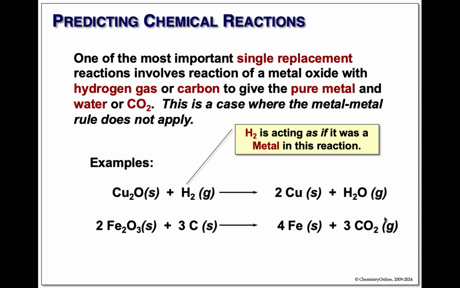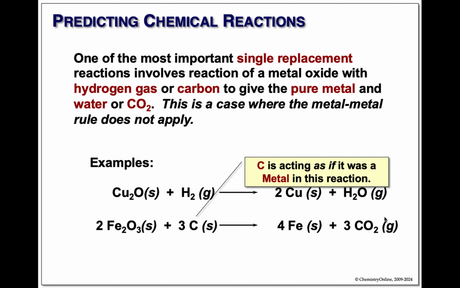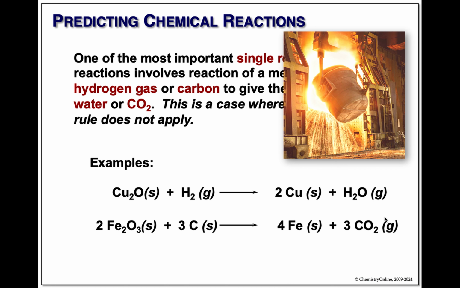Iron 3 oxide with carbon. Element, compound, element, compound. But again, carbon is winding up in a compound, and carbon is pretending again to be a metal. Why is this so important? We're making iron. This is what they do in dairy. Iron 3 oxide and carbon.